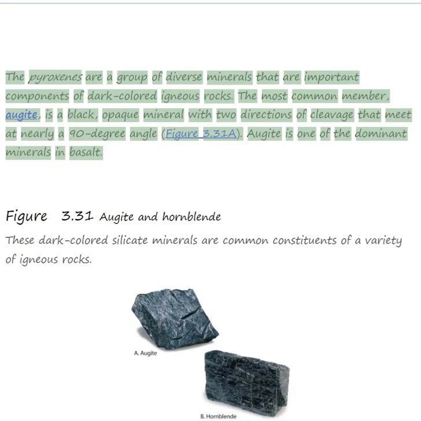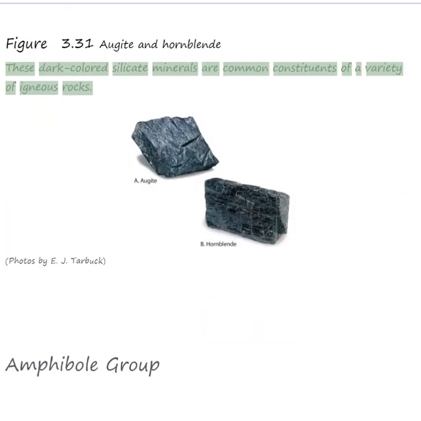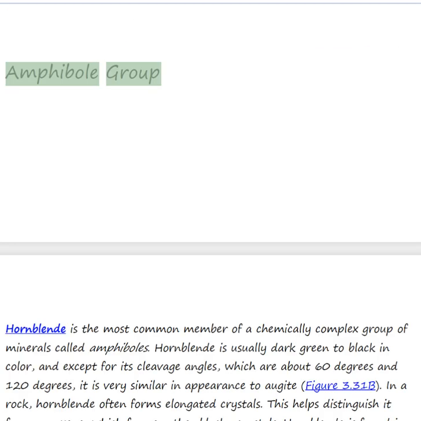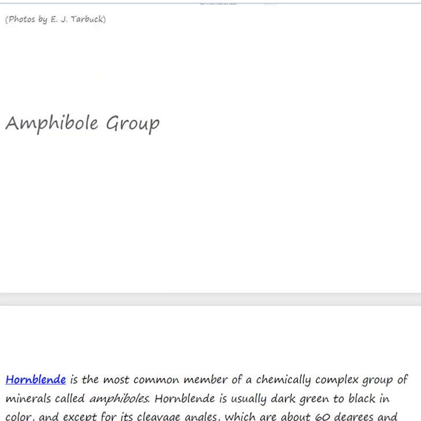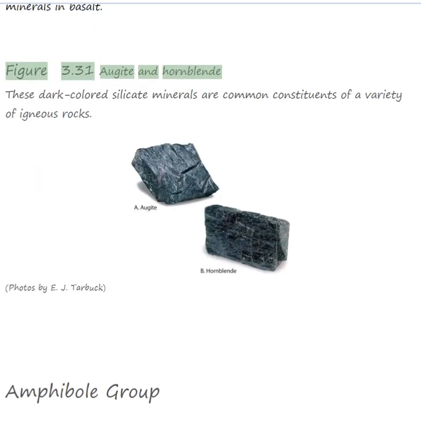Pyroxene group. The pyroxenes are a group of diverse minerals that are important components of dark-colored igneous rocks. The most common member, augite, is a black, opaque mineral with two directions of cleavage that meet at nearly a 90-degree angle. Augite is one of the dominant minerals in basalt. These dark-colored silicate minerals are common constituents of a variety of igneous rocks. Figure 3.31 Augite and hornblende.